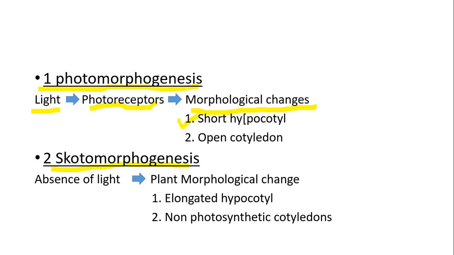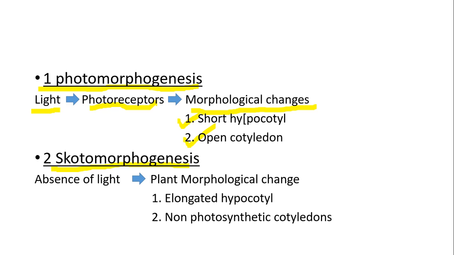First one is short hypocotyl. Second is open cotyledon. Short hypocotyl means, if there is the presence of sunlight, the stem or the hypocotyl will be short because these plants do not want to go outside and search for sunlight. So they need only a short hypocotyl. And they have open cotyledons. What is a cotyledon? It is the first emerged leaf, we can say. Because we have light, the plant can carry out photosynthesis. So they have open cotyledons and a short hypocotyl because they don't want to search for light, so they don't want an elongated hypocotyl.